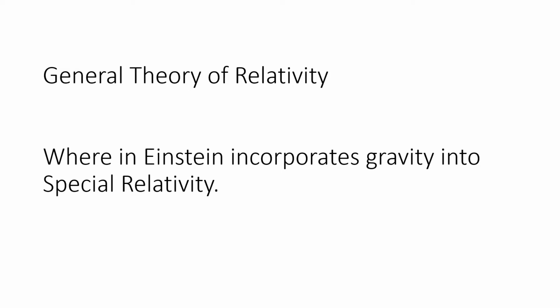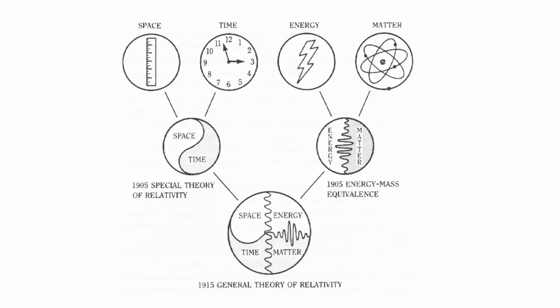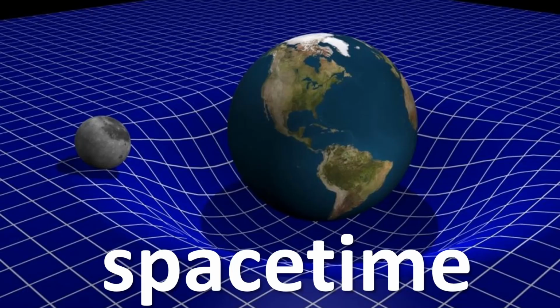10 years after that, Einstein incorporated gravity with special relativity and came up with general relativity. Here's an illustration of that. As part of general relativity, he came up with the idea of space-time, wherein he combined the three dimensions of space with time.